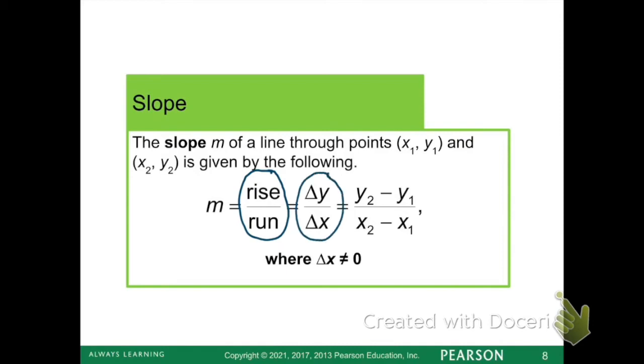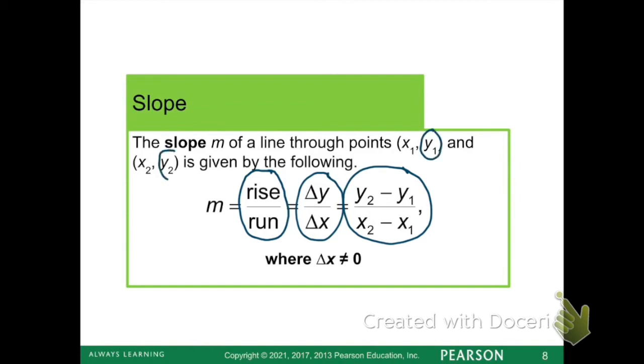This part right here is just a fancy way of saying change in y over change in x. So how many did you go up? How many did you go over? If you're given points, this is what you're going to want to use over here, and hopefully that's really familiar. y2 minus y1 over x2 minus x1. Remember, your y's always go on top.